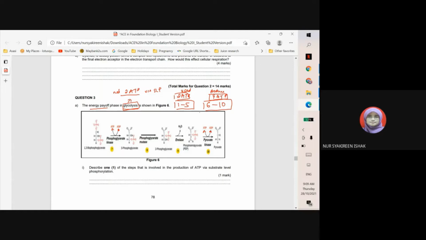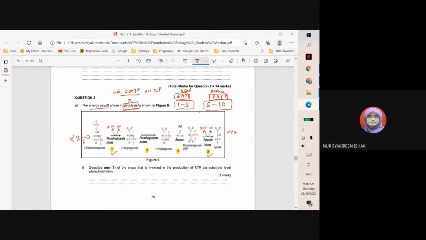And then this is step 6 until step 10. The steps that produce ATP molecules are step 7 and step 10. So once you enter into the energy payoff phase, everything you have to times by 2. So therefore 2 ATP is produced, 2 ATP is produced. So energy payoff phase produces 4, kan?